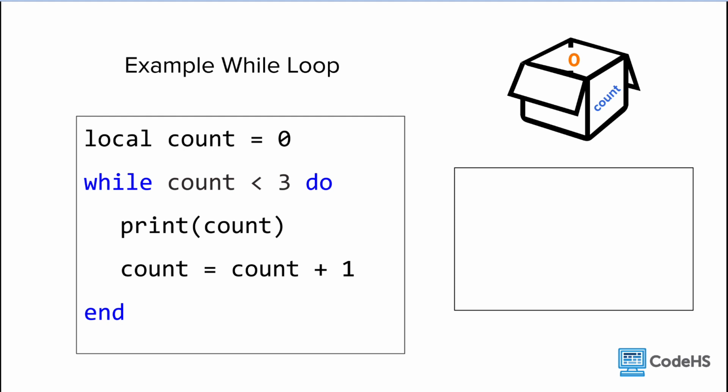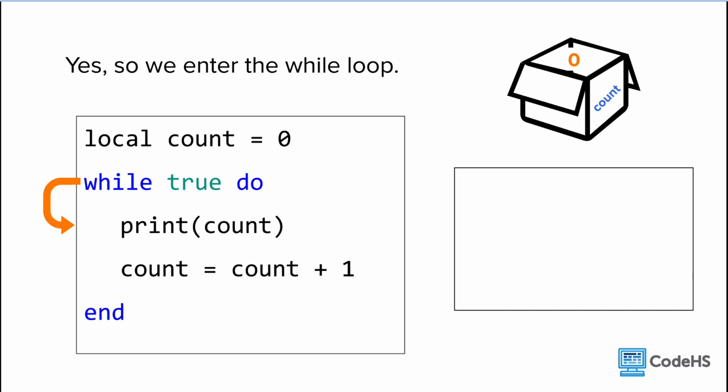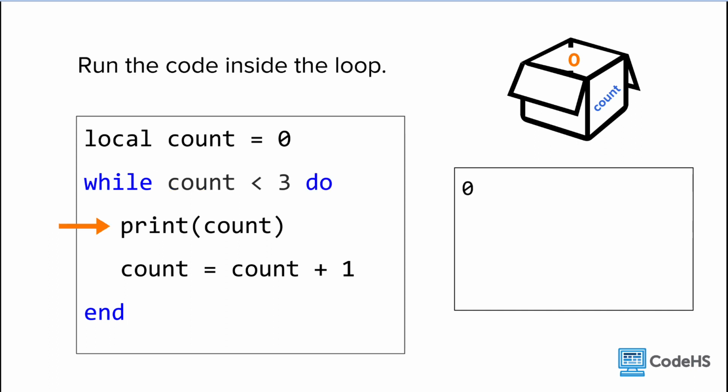Let's take a look at an example while loop. We'll walk through this program line by line. First, we create a variable named count and assign it the initial value of 0. Then we'll take a look at the while condition and ask, is count less than 3? 0 is less than 3, so this evaluates to true, and we enter the while loop.